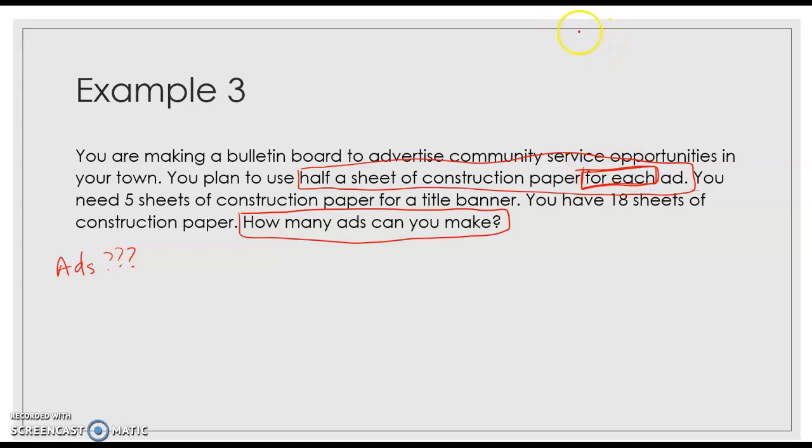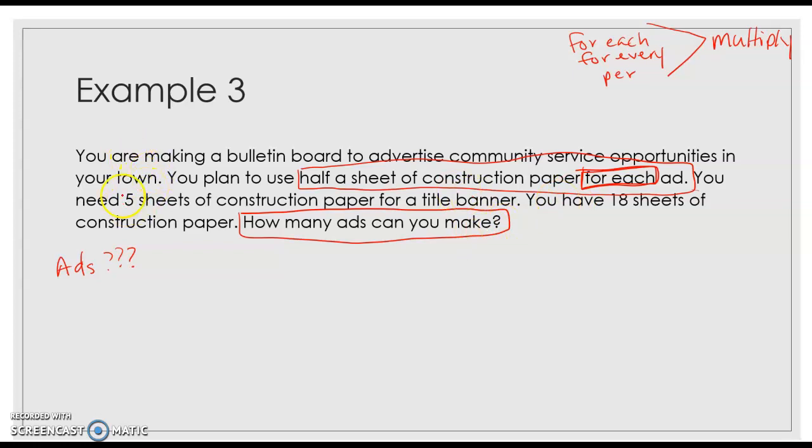And so if we see for each, for every, per, or anything that's similar to this, that signals that there's multiplying going on. All right? That in our equation we have something multiplying. In this case, it's half a sheet of construction paper for each ad, or each ad is half a sheet.